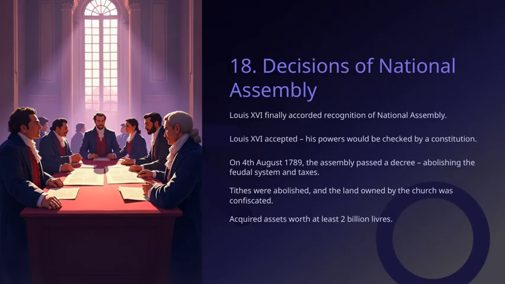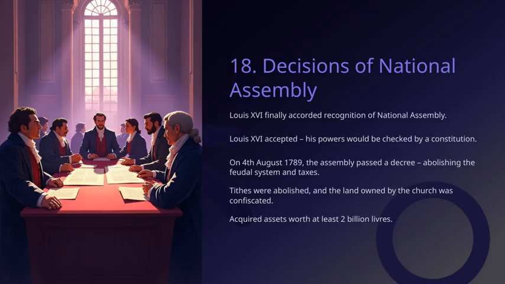Now, let's look at the significant decisions made by the National Assembly. Louis XVI finally recognized the existence of the National Assembly, which was a major turning point. This recognition meant that he was beginning to accept the new political reality, although he still held some power. However, he agreed that his authority would now be limited by a constitution, effectively checking his powers and moving towards a constitutional monarchy. On August 4, 1789, a crucial decree was passed by the Assembly.